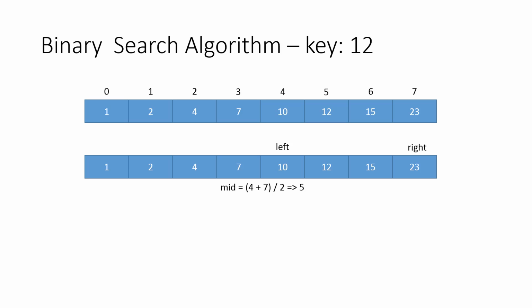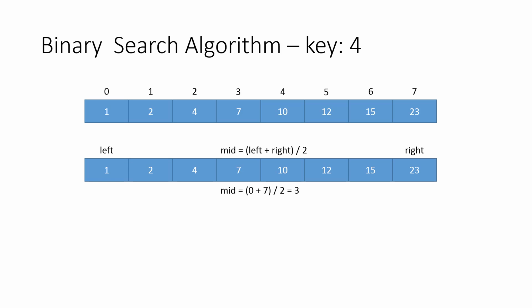So this time the midpoint is 5. So that ends the search here. So we have found the element 12 that we were looking for, and it's done. Now consider this example where we're looking for the key 4. So it starts off initially in the same way. We find the initial midpoint when left and right pointers are at the edges or at the boundaries of the array. So the midpoint is 3, and 4 is less than 7.